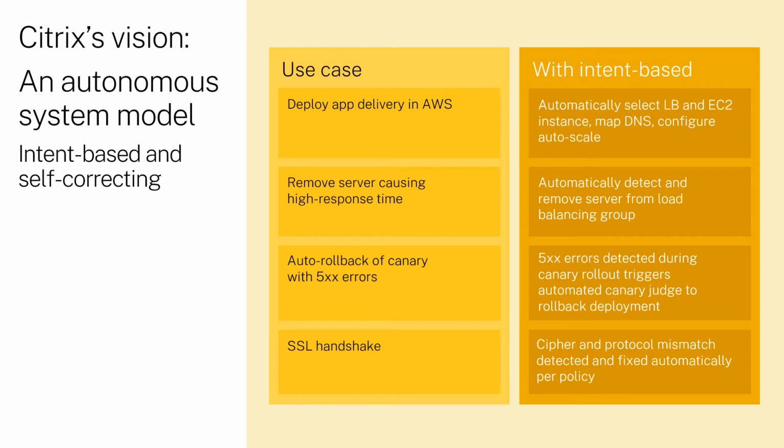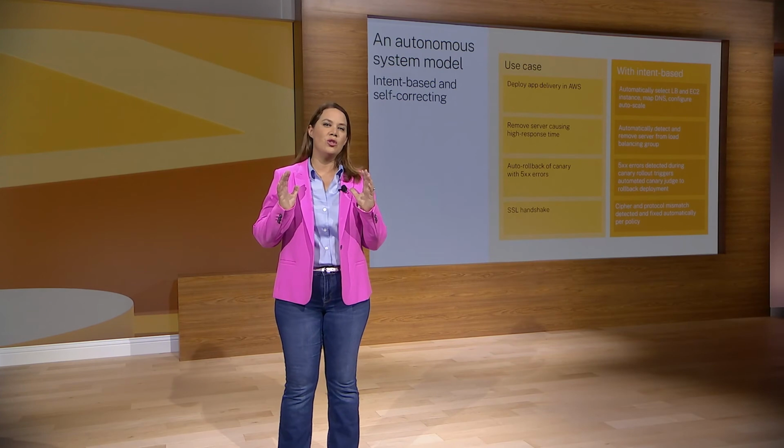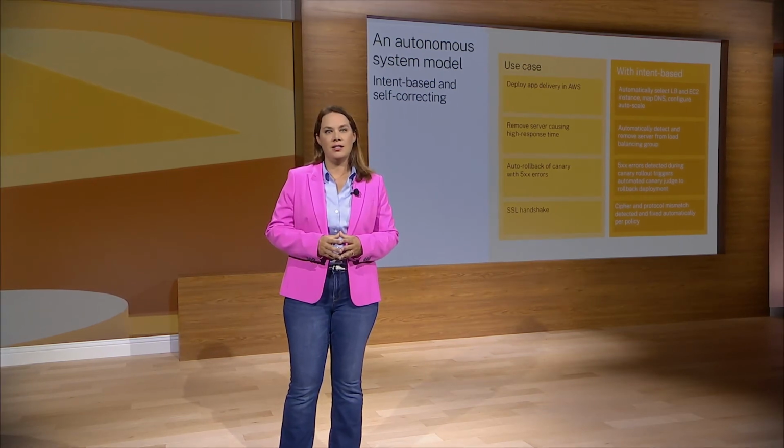Citrix ADM service speeds the time from problem detection to remediation from weeks to minutes. What's more, based on set policies, Citrix ADM service can often solve the problems automatically. Remote server causing high response time, it's automatically detected and removed from the load balancing group. SSL handshake failed, the cipher and protocol anomaly is detected and raised to the administrator to take action quickly. This kind of stuff saves you a ton of time and headaches.